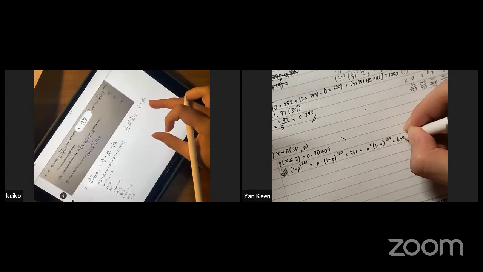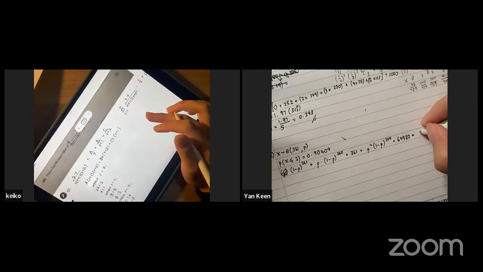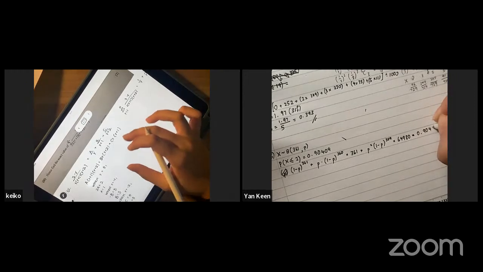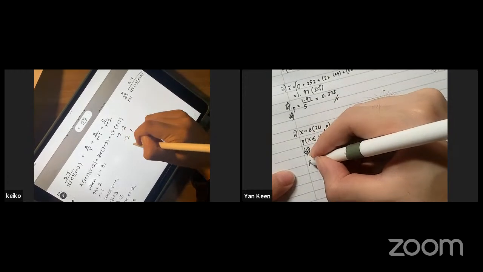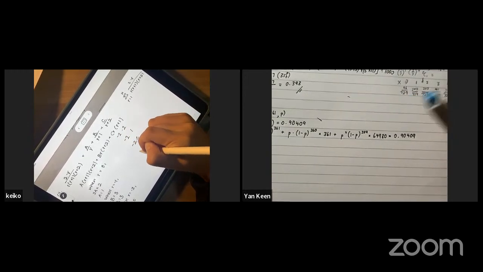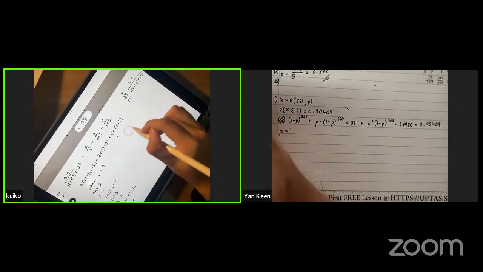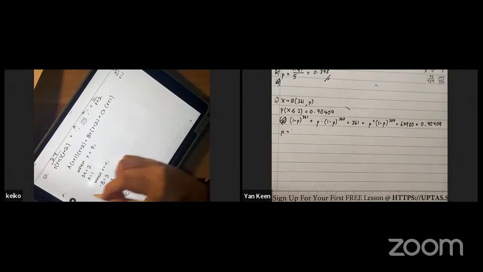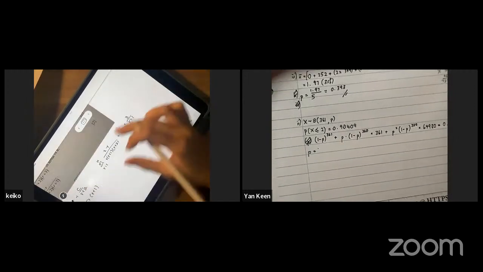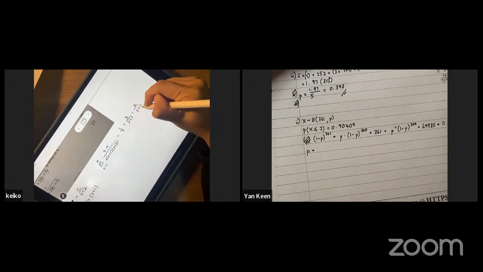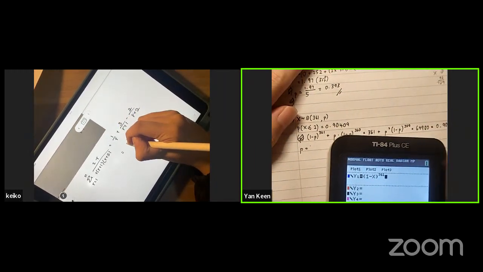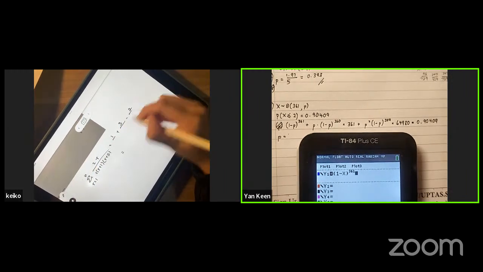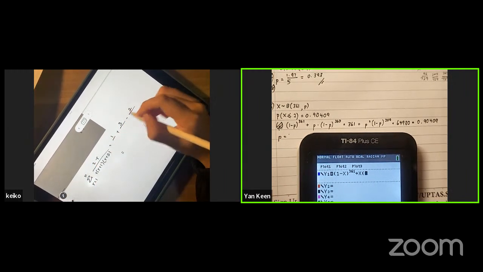I see. Okay, I just made a mistake. Plus. 1 minus 8.